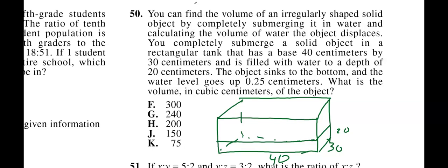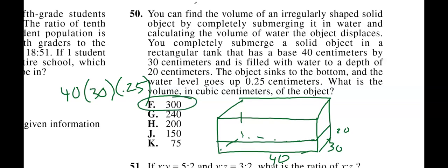So the reality is I need 40 by 30 by 0.25 because all I care about is the change in the height of the water level. And since they were kind enough to give that to me, all I need to do is multiply 40 by 30. Let's see, that's 1,200, and then I want a quarter of that. A quarter of 1,200 is how much? 300. Any questions on that one? We just needed length times width times height, basically.